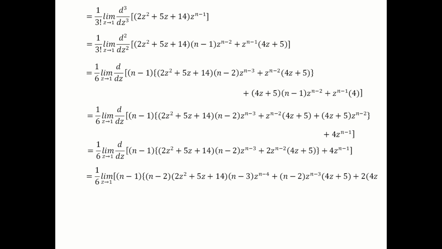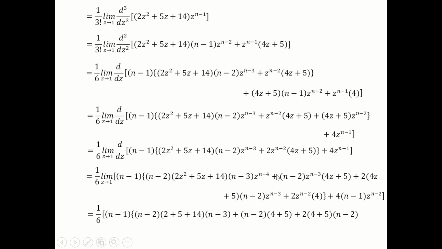Plus come to the second term. Here you are having 2 into 4z plus 5, keep 4z plus 5 as it is, and the derivative of z power n minus 2. So n minus 2 into z power n minus 3, right? Plus keeping 2z power n minus 2 as it is, 2 into z power n minus 2, then the derivative of 4z plus 5, you will get 4. Next, the last term: the derivative of 4 into z power n minus 1. So you will get 4 into (n minus 1) into z power n minus 2.